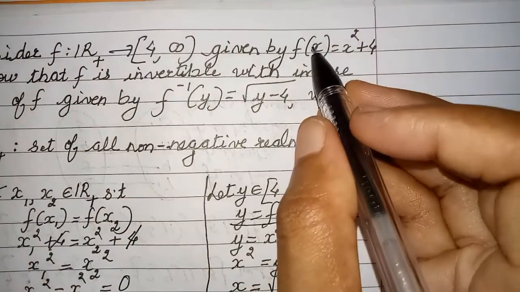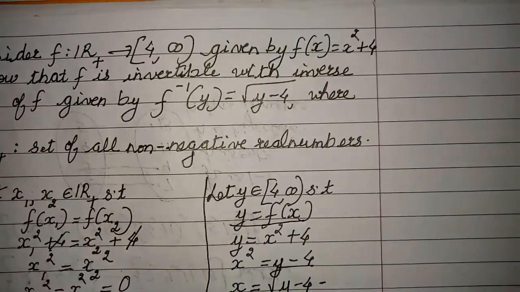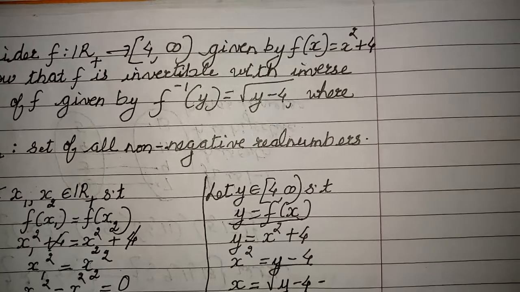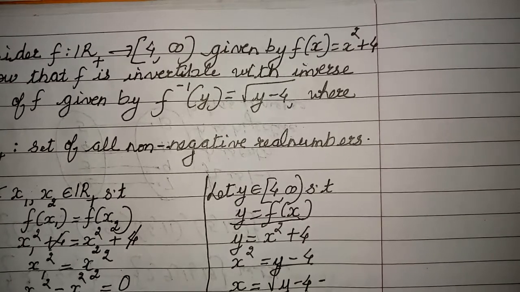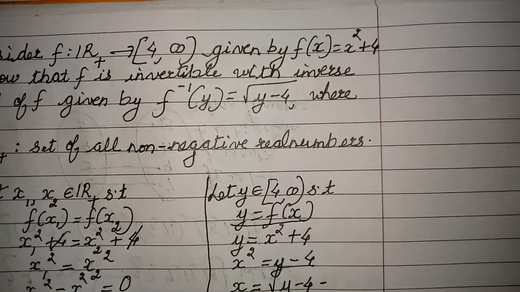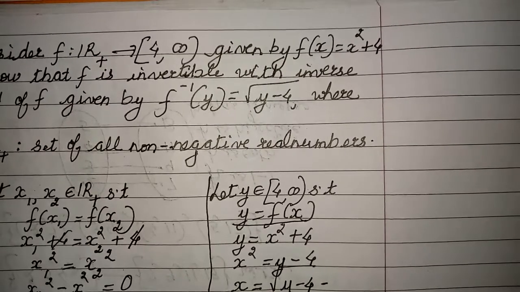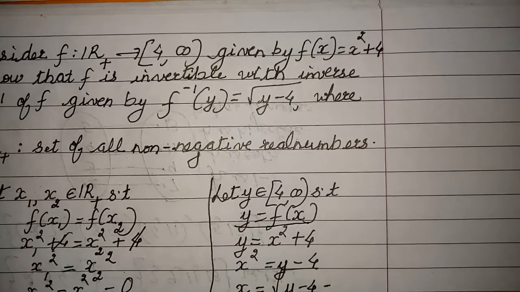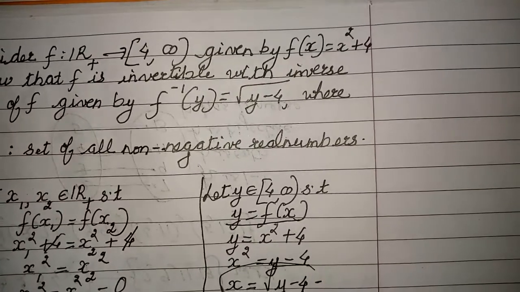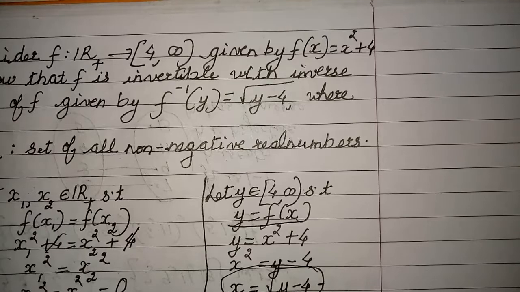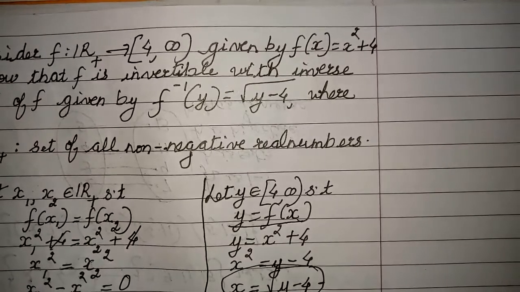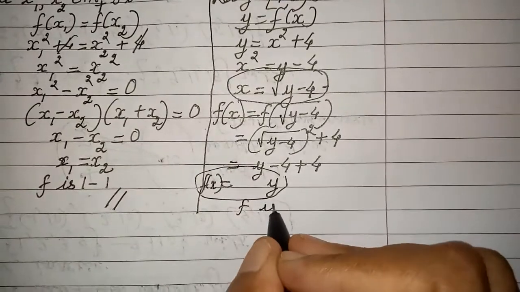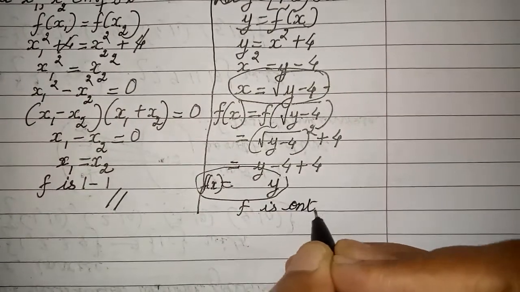Now how is the definition? X goes to x square plus 4. So f of this will be the square of square root of y minus 4, plus 4. So this square and this square root will get cancelled. I have y minus 4 plus 4 coming up, so I will have y. So I have found the pre-image, and I have proved the condition that f of x equals y. So I can say that my f is onto.